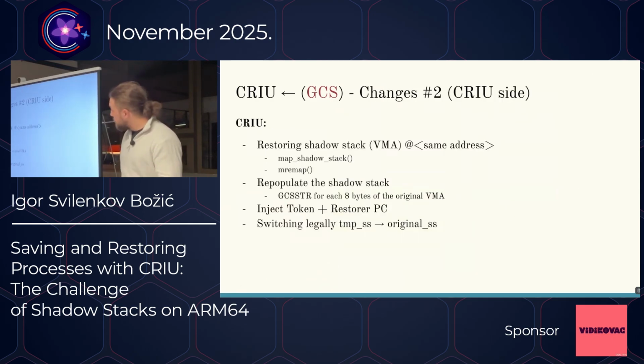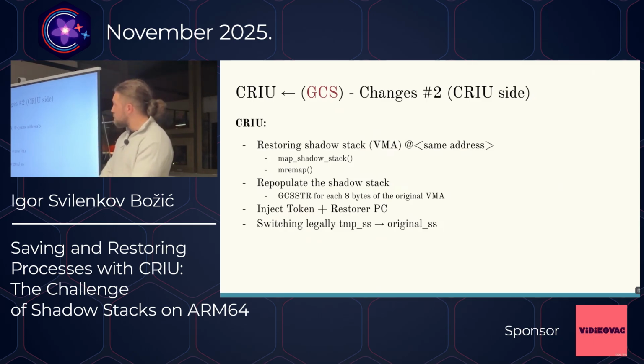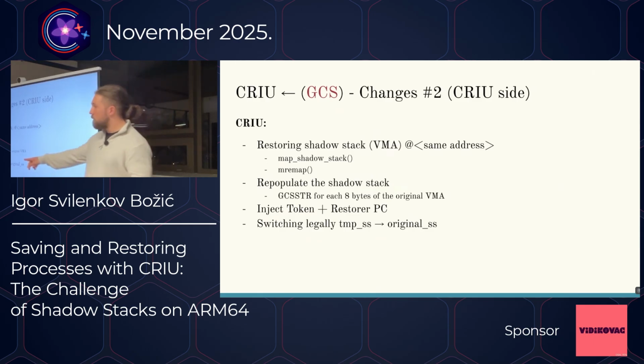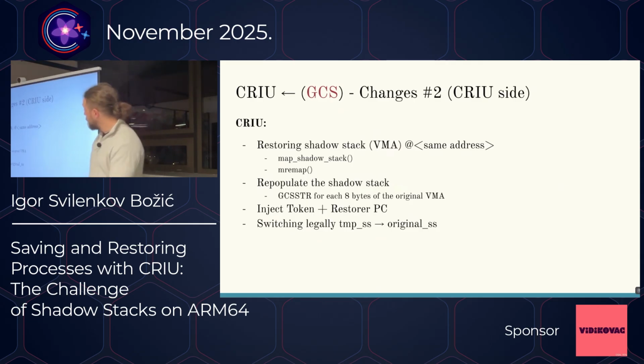The second set of changes was mostly around restoring the original dumped process's VMA into the newly created process on another machine. And there were lots of challenges here with jumping between stacks, and also it was unclear if, like, there's a syscall called mremap where you take a VMA and you just move it a little bit. It was unclear if you can do this on a shadow stack VMA, but we augmented the kernel tests, tested it, and it worked.